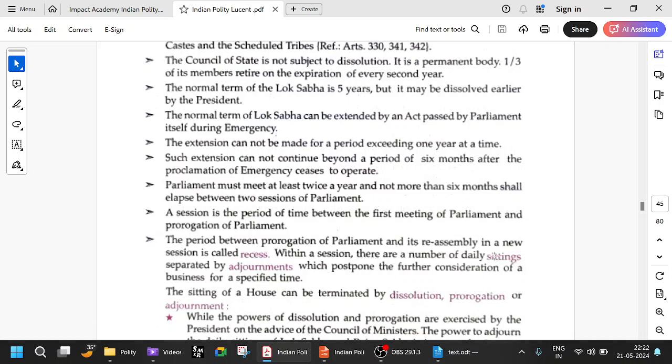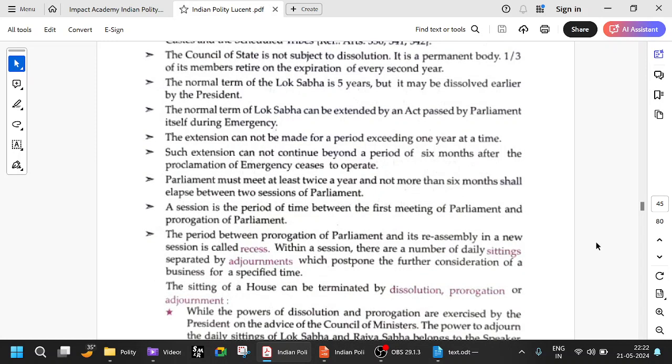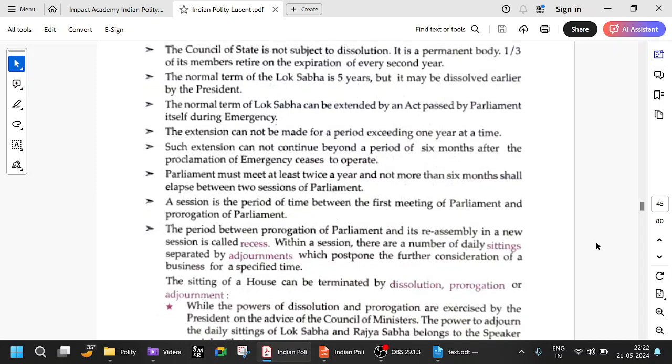Within a session, there are a number of daily sittings separated by adjournments, which postpone the further consideration of the business for a specified time. So prorogation means that particular period is over. That session, okay, is completely over. Adjournment is that particular sitting. Okay, so on a daily basis, you have adjournments, and a prorogation is after the completion of that particular session, the complete session.